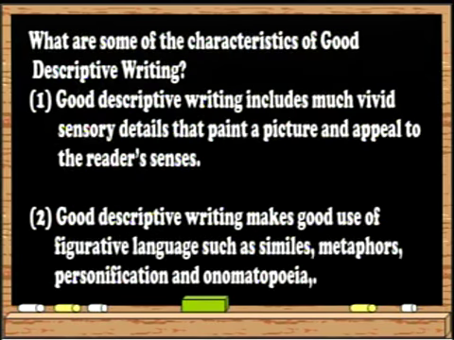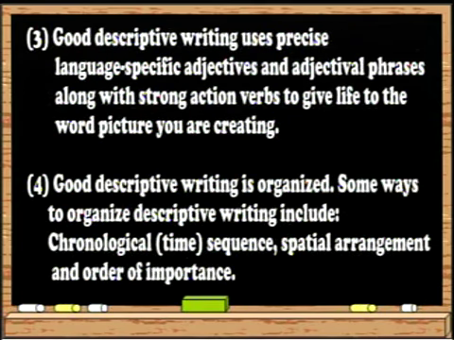What are some of the characteristics of good descriptive writing? Good descriptive writing includes much vivid sensory details that paint a picture and appeal to the reader's senses. Good descriptive writing makes good use of figurative language, such as similes, metaphors, personification, and onomatopoeia. Good descriptive writing uses precise language, specific adjectives, and adjectival phrases, along with strong action verbs to give life to the word picture you are creating.